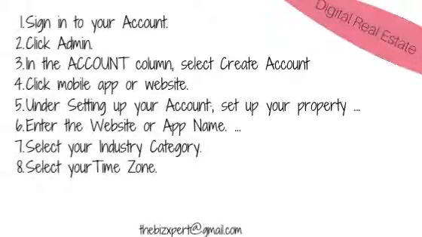In order to do that, you're going to have to sign into your account, click Admin, and in the account column, select Create Account. Click the mobile app or website setup, and under settings, click on set up your account and then set up your property. Next, you're going to want to enter the website or app name. Select your industry category and then select your time zone.